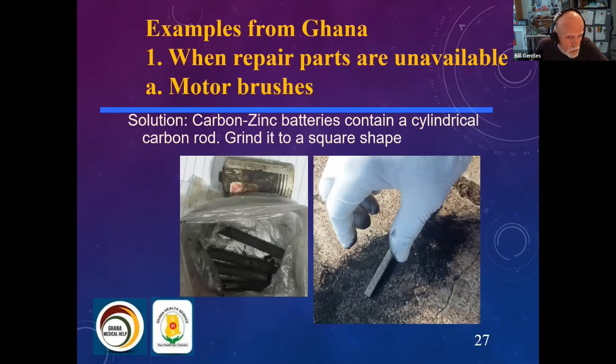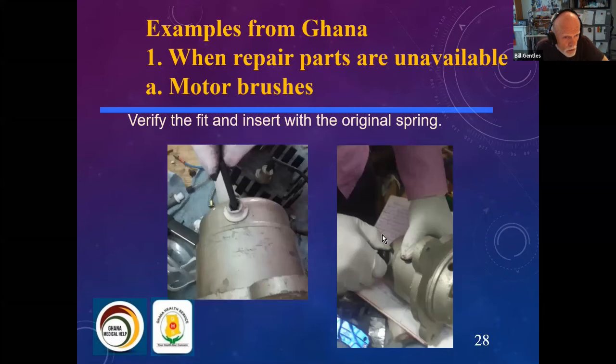Clement managed to extract a number of these carbon rods and grind them into a square shape just by rubbing them on a flat concrete surface. Rubbed them to approximate the shape of the old carbon brushes, verified the fit, inserted them with the original spring into the motor, and got the motor successfully up and running. This put the centrifuge back in service.